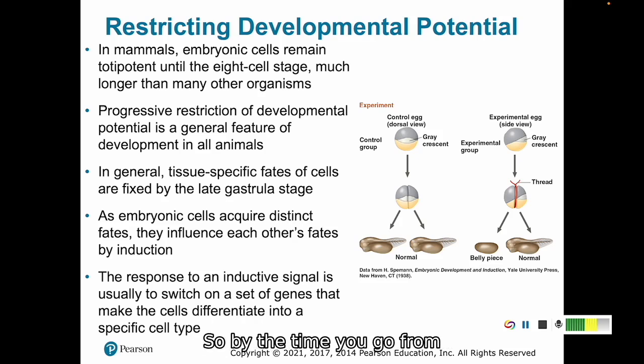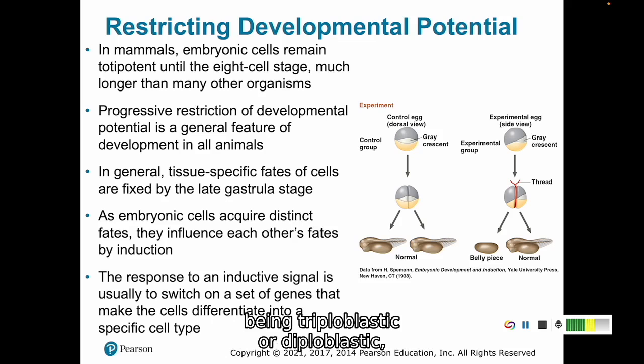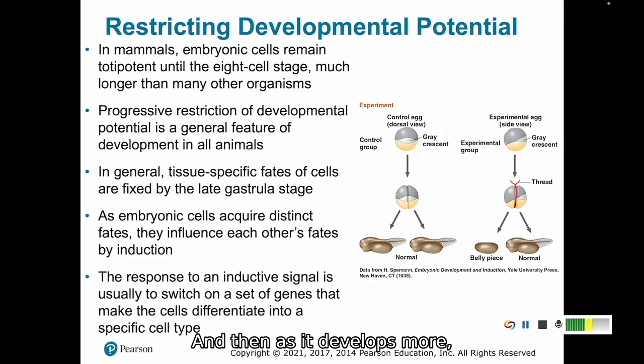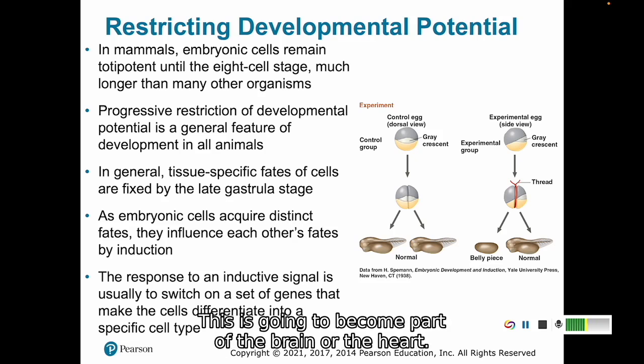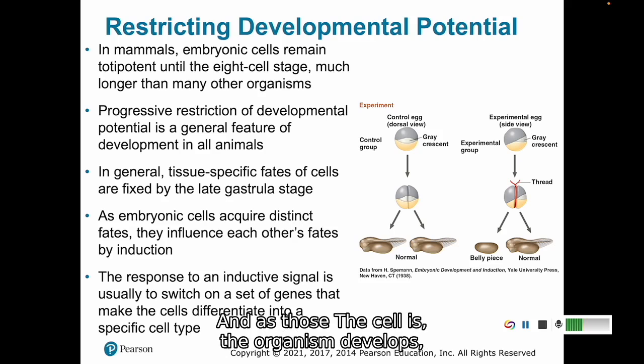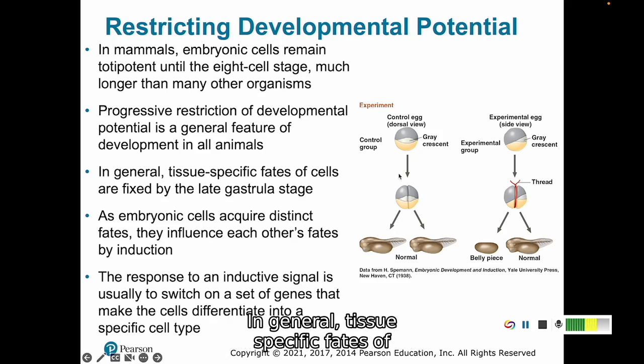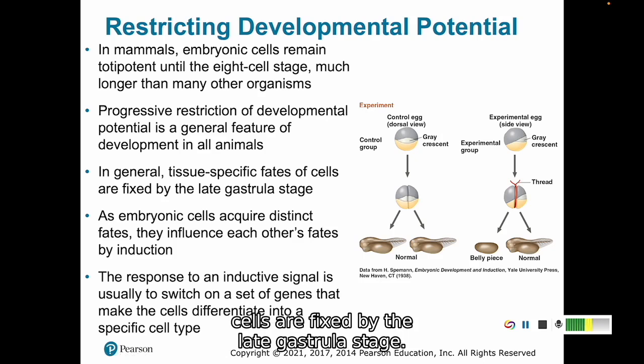By the time you go to being triploblastic or diploblastic, those cells have a specific feature that they are already bound for. And then as it develops more, this is going to become part of the neural cord, this is going to become part of the spinal cord, this is going to become part of the brain or the heart. And as the organism develops, the fate of each cell becomes more fixed. In general, tissue-specific fates of cells are fixed by the late gastrula stage.